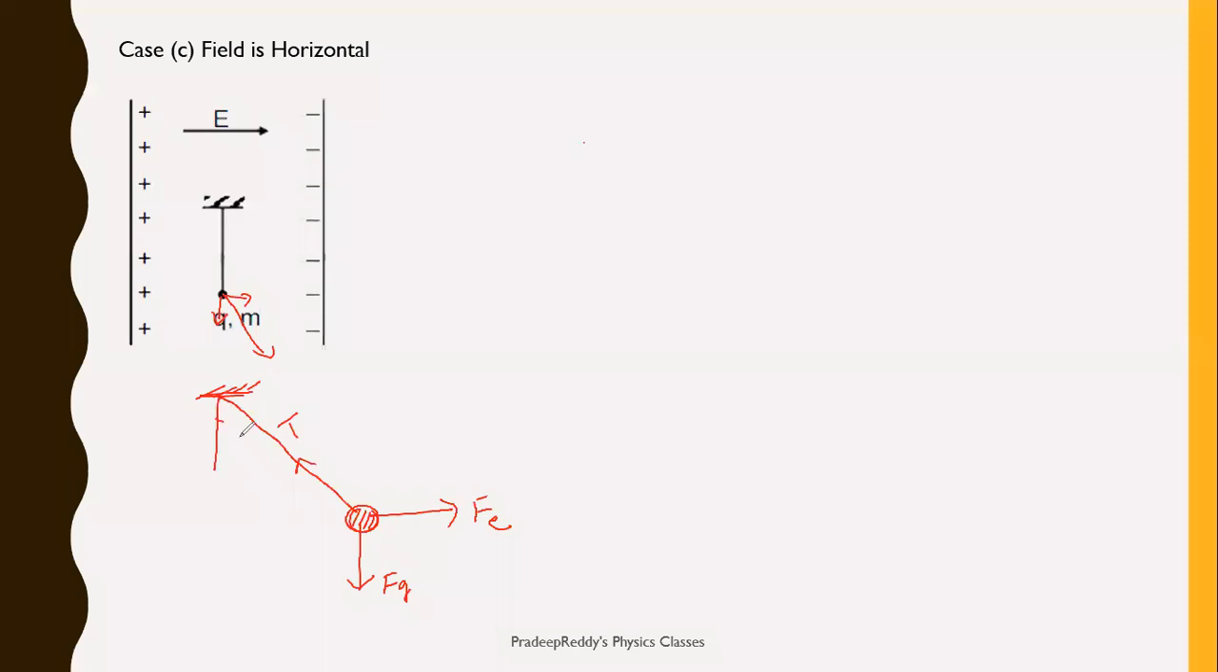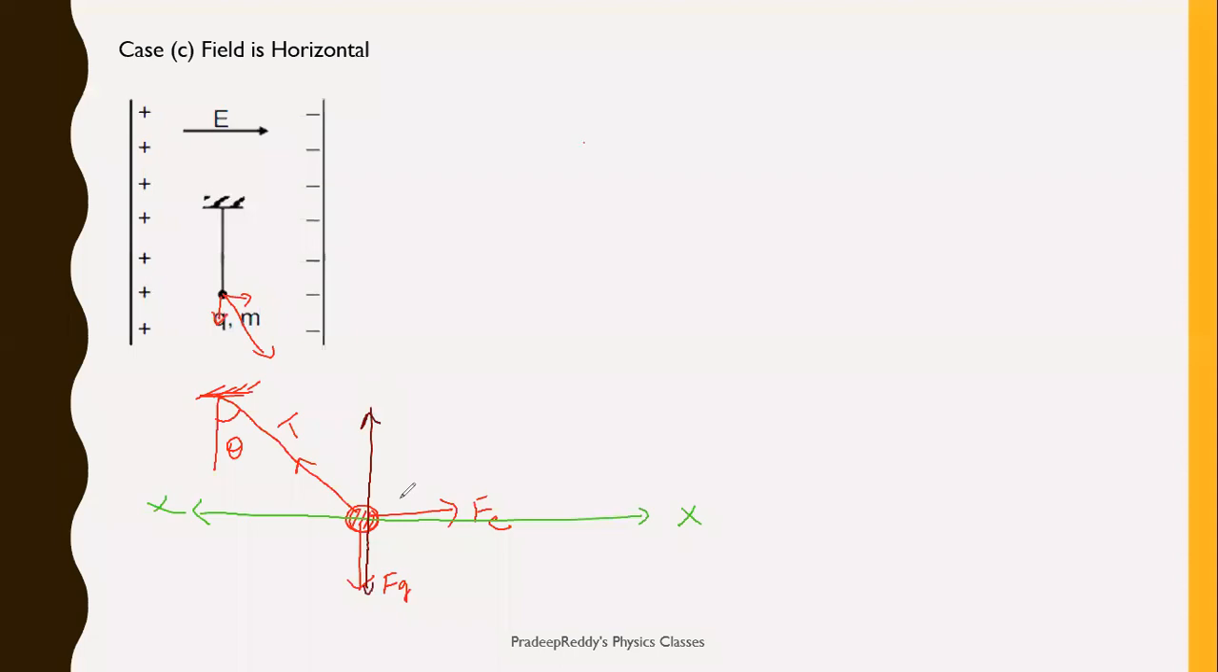Let this angle be theta. Now use a free body diagram. This is the x-axis and this becomes the y-axis. Electrostatic force and gravitational force are along the x and y axes. Only tension is in the plane.